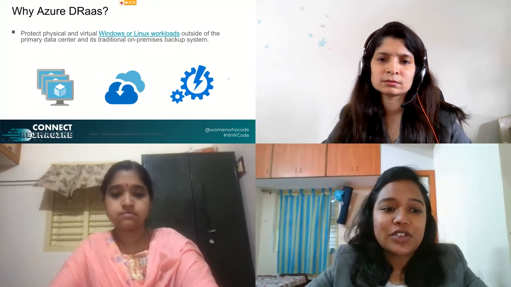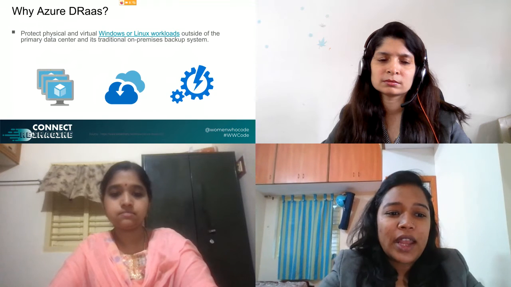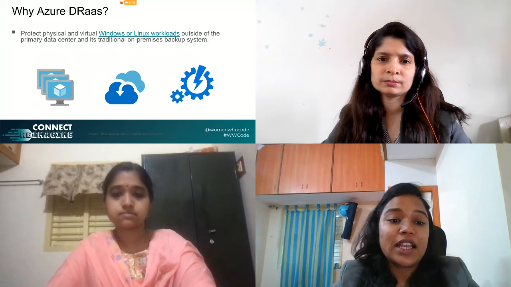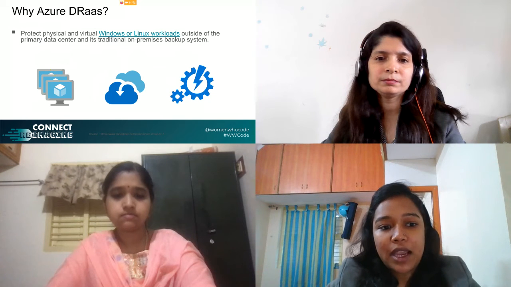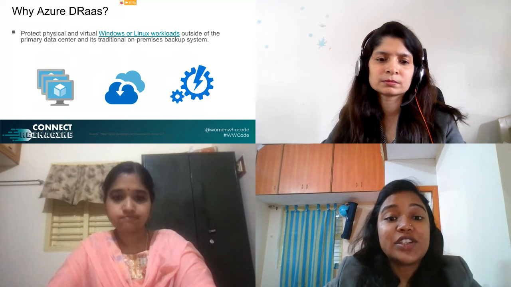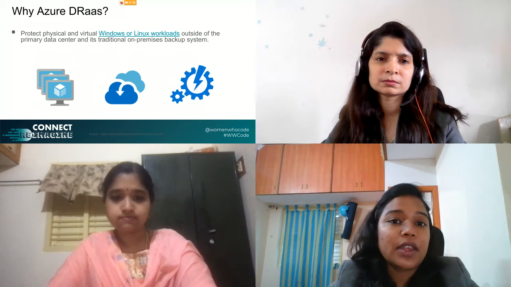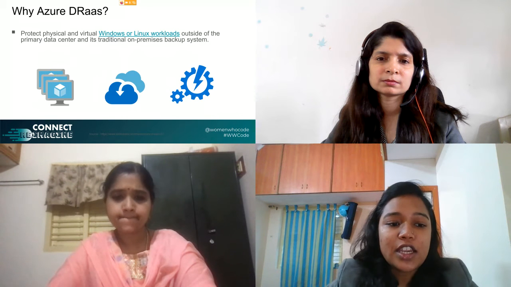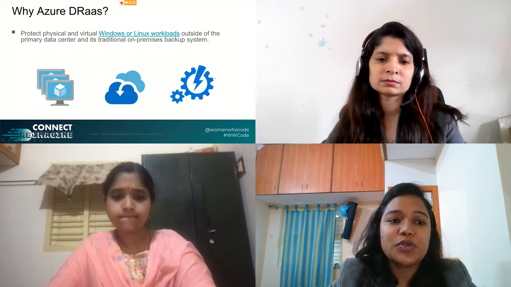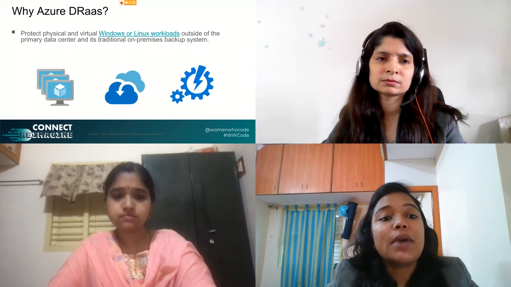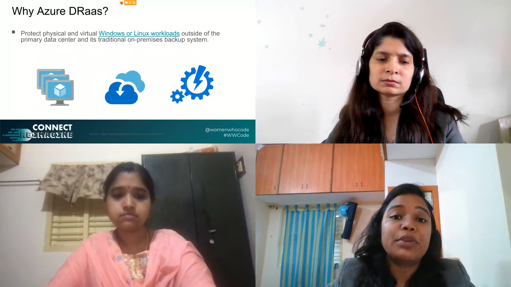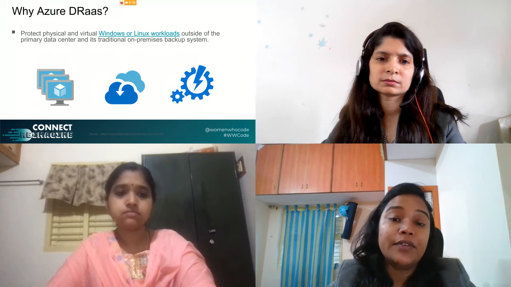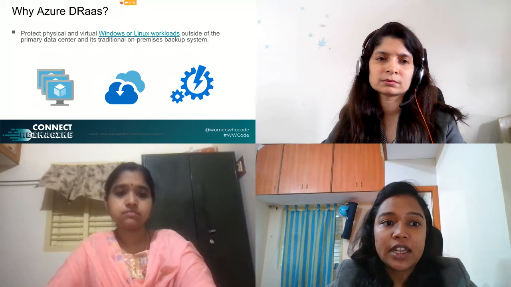Yeah. So as I mentioned, when I say that it protects both physical and virtual Windows workloads outside of the primary data center and traditional on-premise backup systems, what are the additional services that it provides? Because protection is something that DRaaS is meant to be, right? Some of the additional key factors to note are that it does an on-demand creation of VM instances during the recovery incidents. So everything is done on an on-demand basis. It's not pre-configured as you would do in a hardware kind of DRaaS environment on-prem.